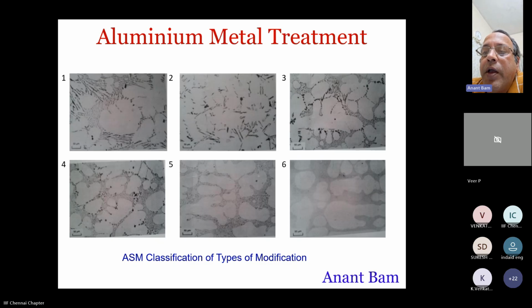Type 5 is difficult to achieve, but even then we can achieve it, and it is used for defense and aerospace industries. Type 6, in my career, I have not seen a single sample of type 6. Till now, it is only on the lab scale. Next slide.